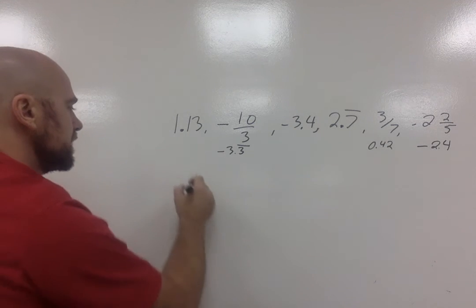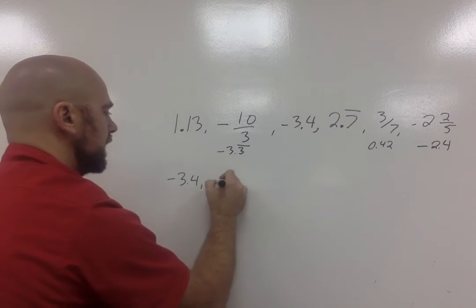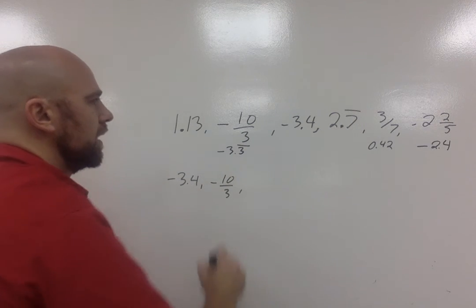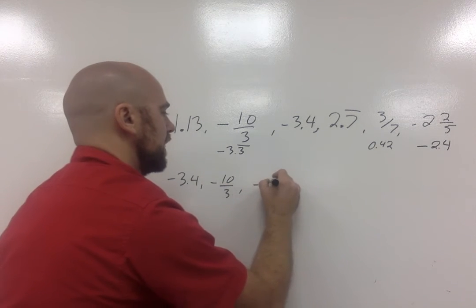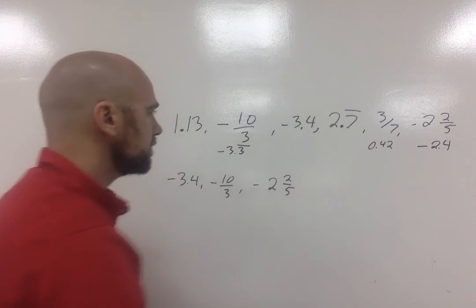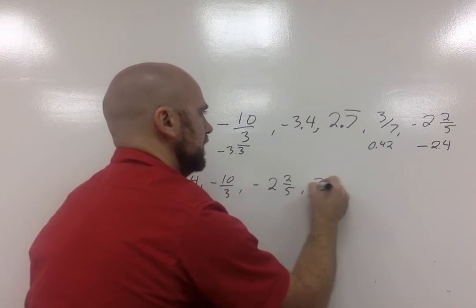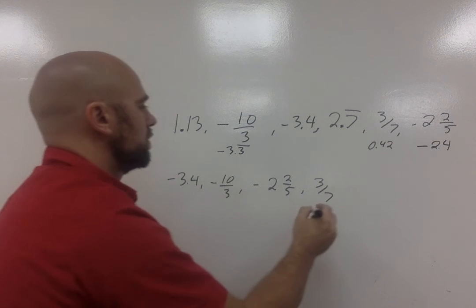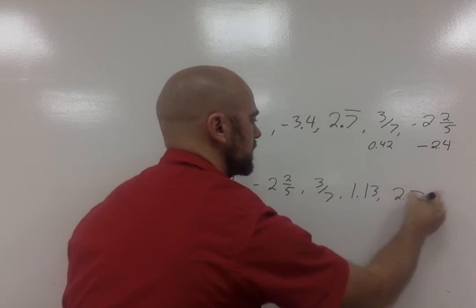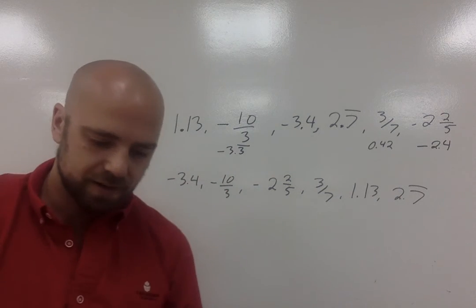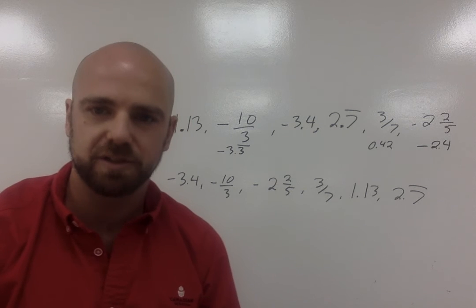So my lowest one is going to be my negative 3.4, followed by my negative 10 over 3. Next, it looks like it would be negative 2 and 2 over 5. Now I'm looking for my next smallest, which would be 3 over 7. Then I've got 1.13 and 2.7 repeating. So all of those can be represented. These are all technically rational numbers.